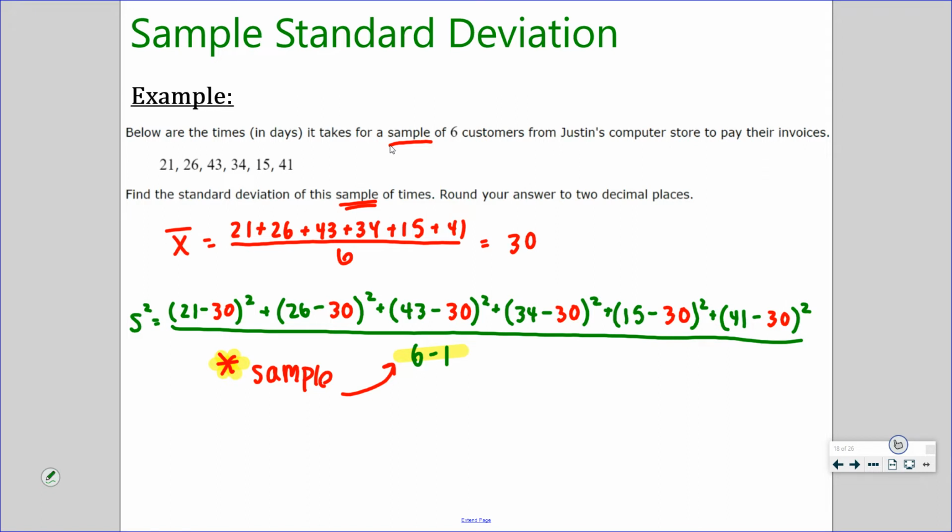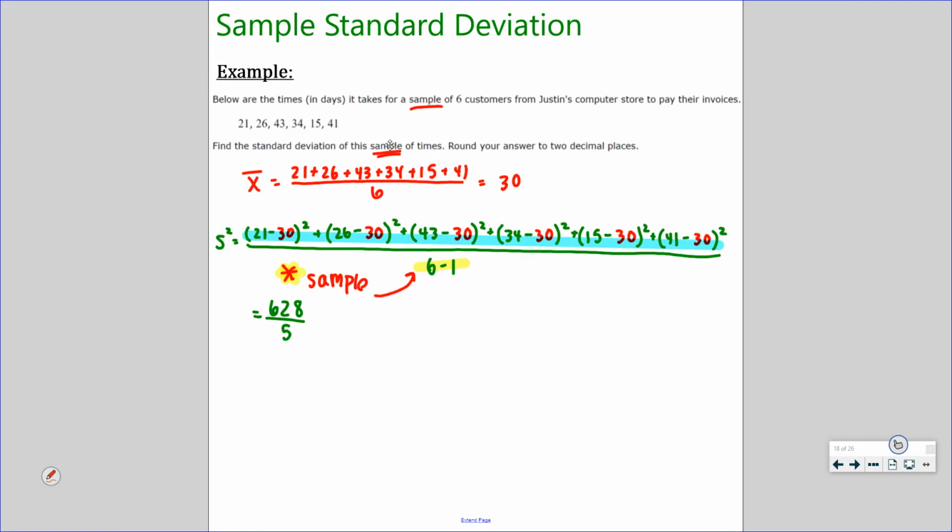Okay. So like I said, be careful typing this in your calculator. Type that all in. We get 628 divided by 5. I just keep it like that because my last step to calculate the standard deviation, I just square root that number. And then I just type that in my calculator.